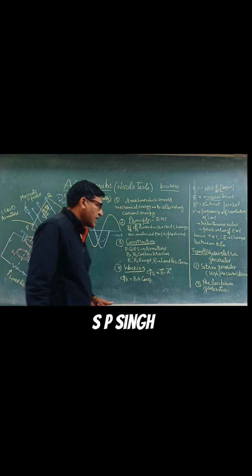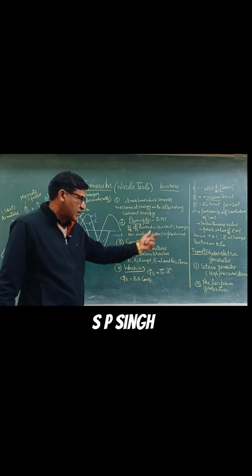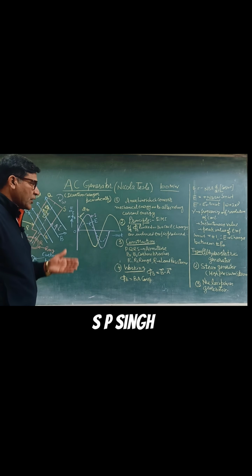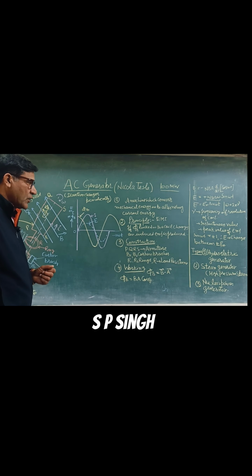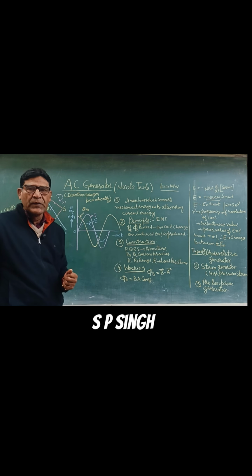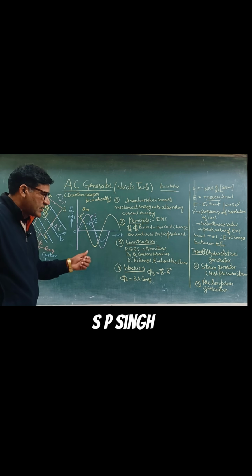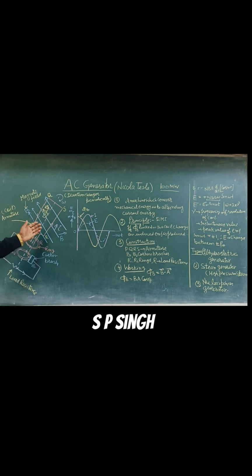We have three types of generators. Hydroelectric generator: water is allowed to fall on the coil to make it rotate. That energy is known as hydroelectric energy. In some cases high pressure steam is used to rotate the coil, which is known as thermal energy, and in some cases the energy required to rotate this coil comes from the nuclei. That power is known as nuclear power.